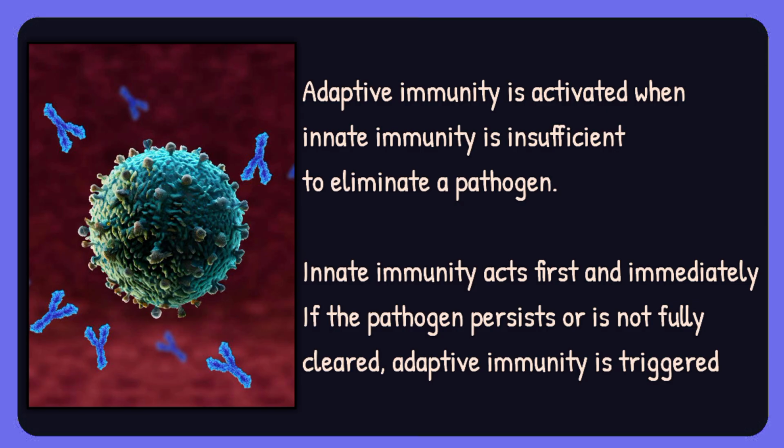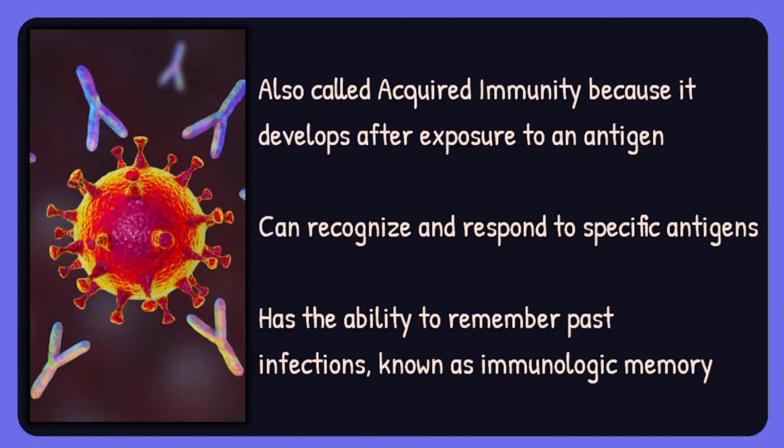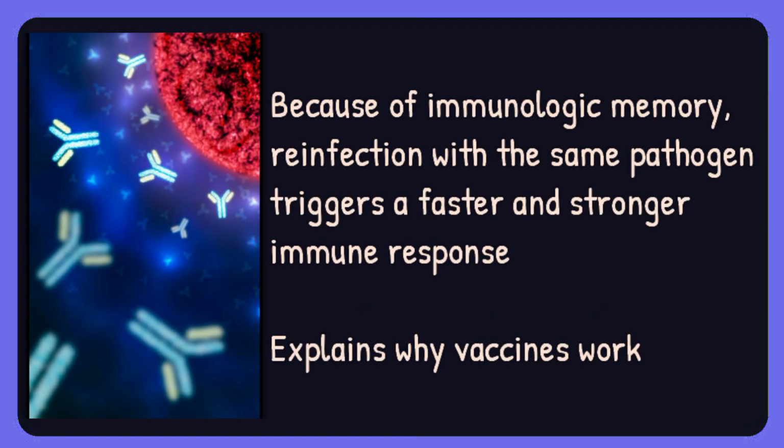If the pathogen persists or is not fully cleared, adaptive immunity is triggered. It is also called acquired immunity because it develops after exposure to an antigen, can recognize and respond to specific antigens, and has the ability to remember past infections, known as immunologic memory. Because of immunologic memory, reinfection with the same pathogen triggers a faster and stronger immune response. It explains why vaccines work.